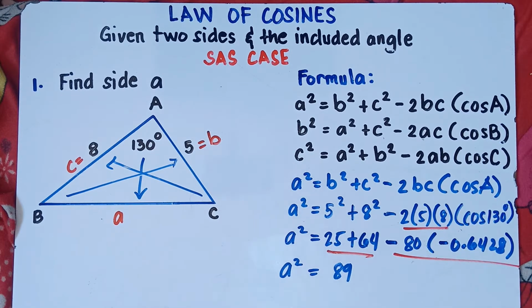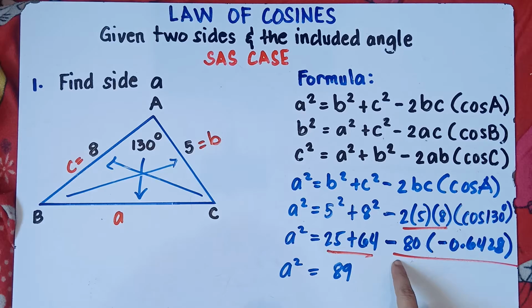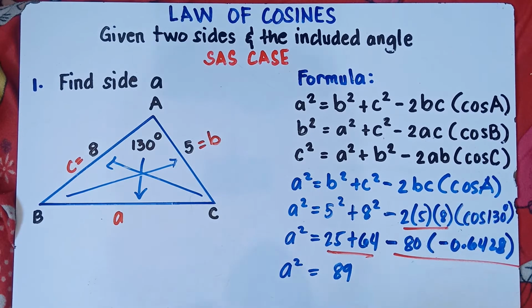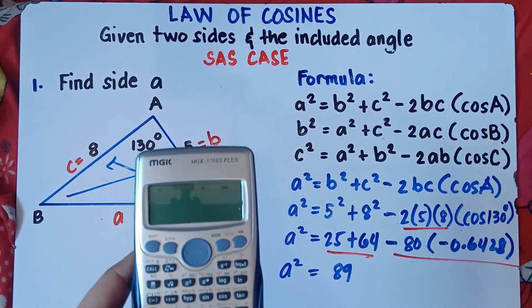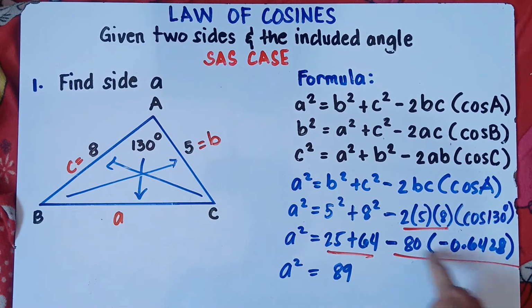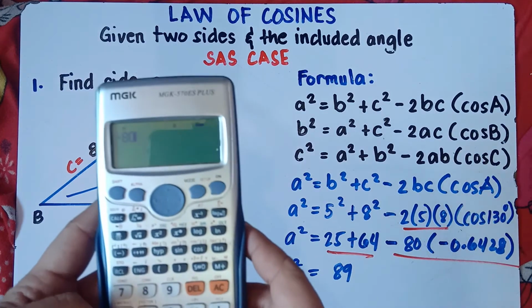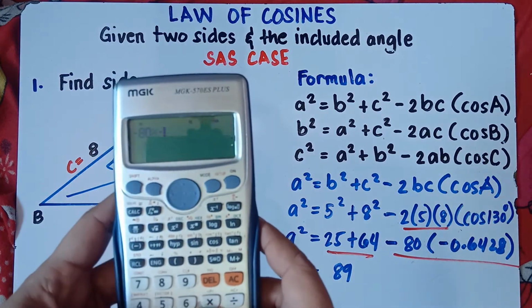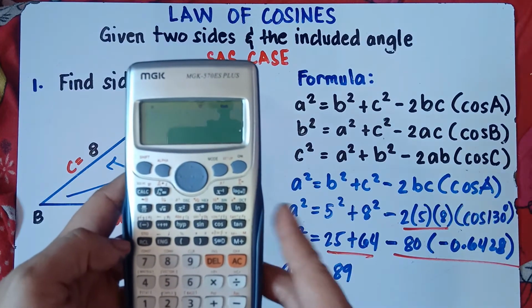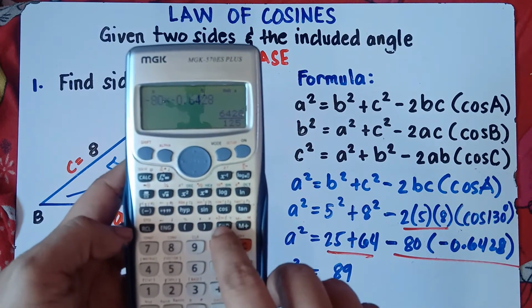Simply multiply. So negative 80 times negative 0.6428. Use your calculator: negative 80. Once again, negative times negative, our answer, class, will be positive. So negative 80 times negative 0.6428. And you will have, so press this one, SD and then decimal.